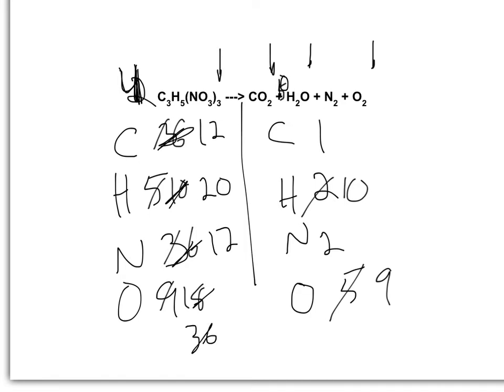Now this is where the numbers start to get bigger, but the coefficients for the most part are still relatively small. Some of them are going to be big, like in this case I need 12 CO2s.